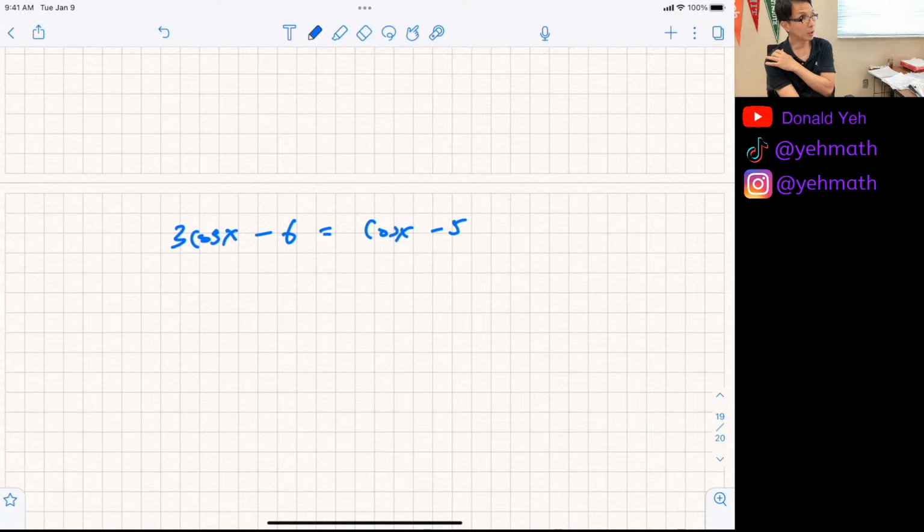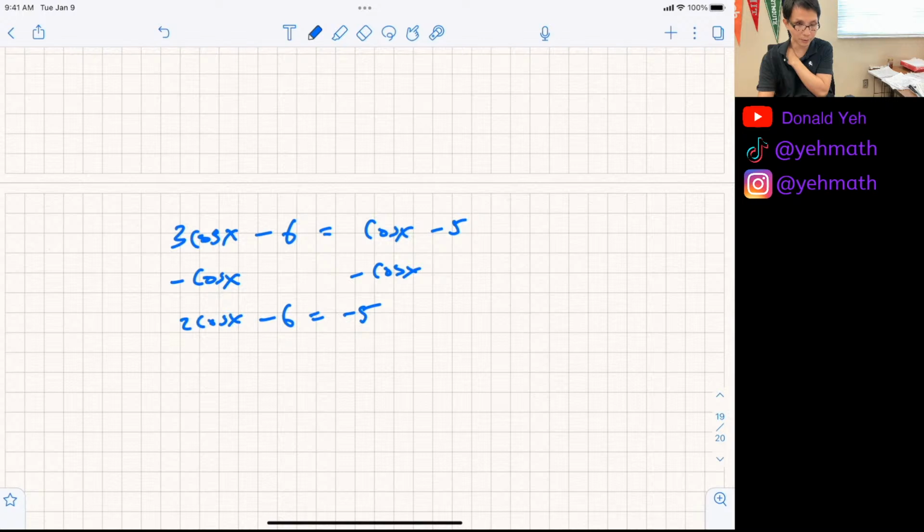I'm gonna call Daniel. So pi over 3 and 2 pi over 3? Pi over 3 and 2 pi over 3. I don't know. What did you do first step though? Can you tell me? First thing is minus cosine x. Very good. Plus 5. So that's gonna be 2 cosine of x minus 6 equal to negative 5.